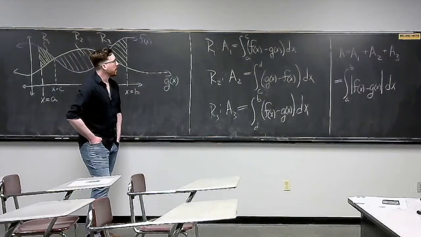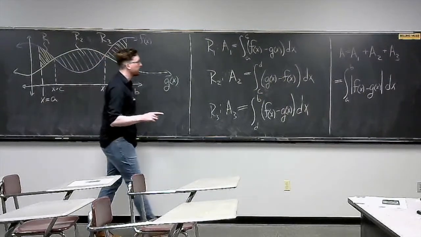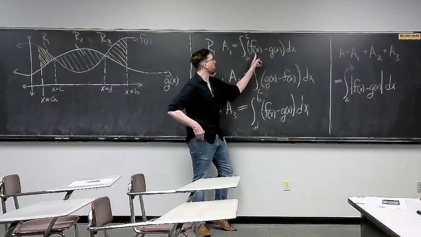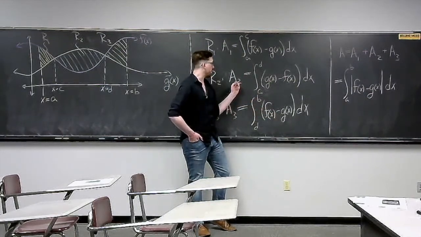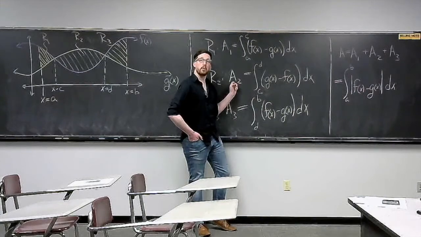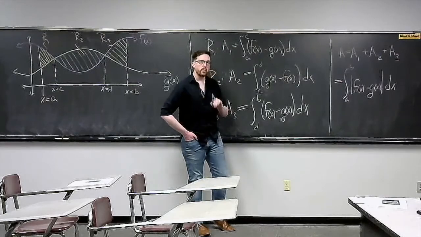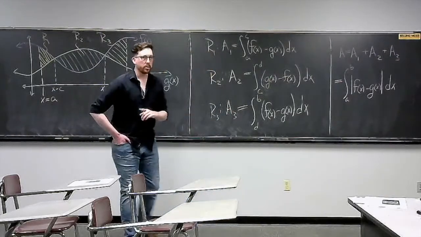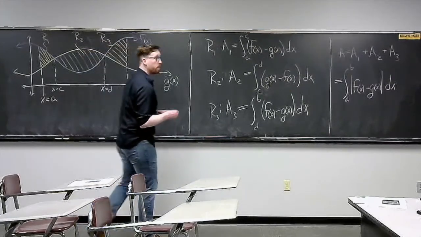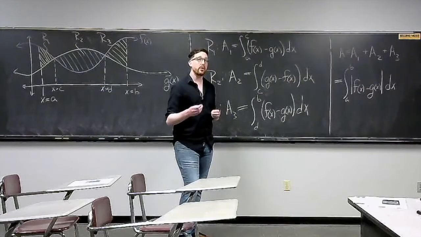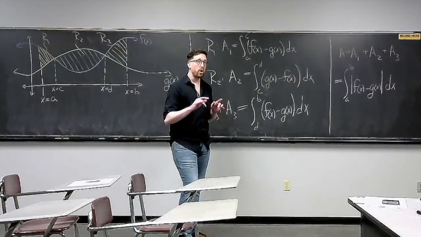But it brings up an important point, because notice what happens here. If we kept the order to be f minus g all the way through here, we'd have to subtract this region out, right? Because this region would come out to be a negative area. Which brings us to a point. To find the area between two functions properly, what you need to do is integrate the absolute value of their difference.